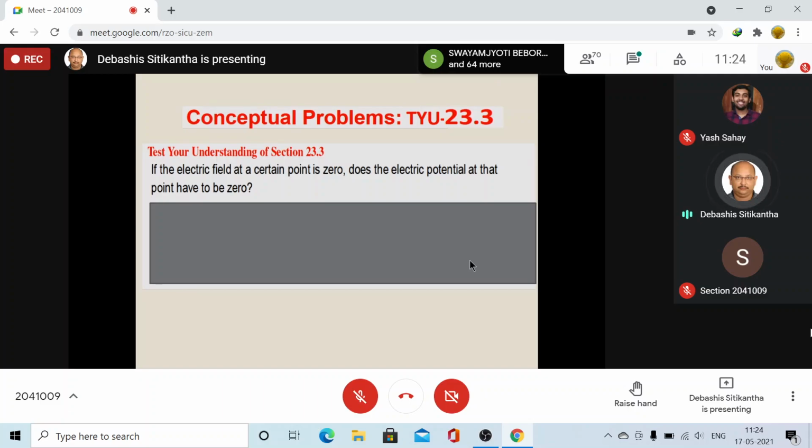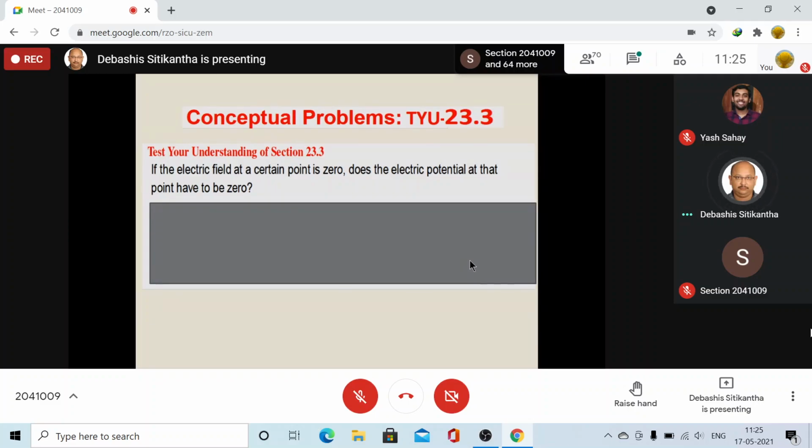Fine. Now what is the next question? So the next conceptual question is, if the electric field at a certain point is 0, does that mean the electric potential at that point has to be 0? That's the opposite of what I asked before. So the electric field at a particular point is equal to 0. Does that mean the potential at that point is also going to be 0?